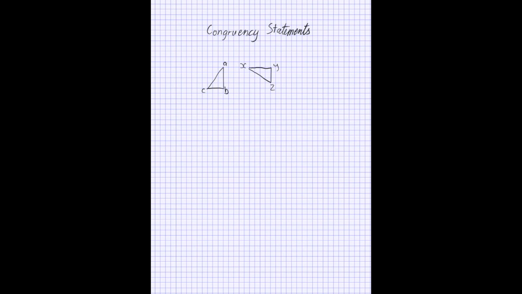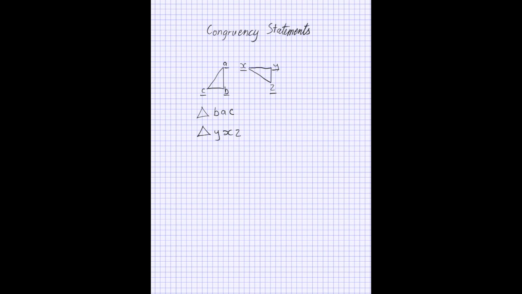Now, before we can go too far, we need to properly name them. So we're simply going to write triangle B, A, C, and also triangle Y, X, Z. Now, it is important to note that with these congruency statements, the letters correspond to the points in the same order.